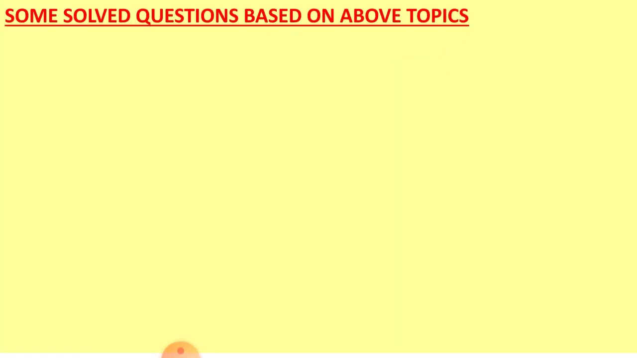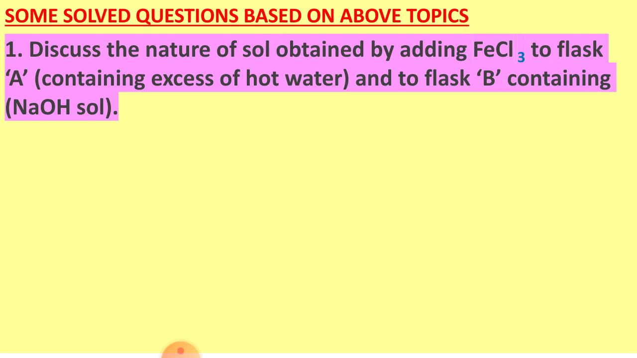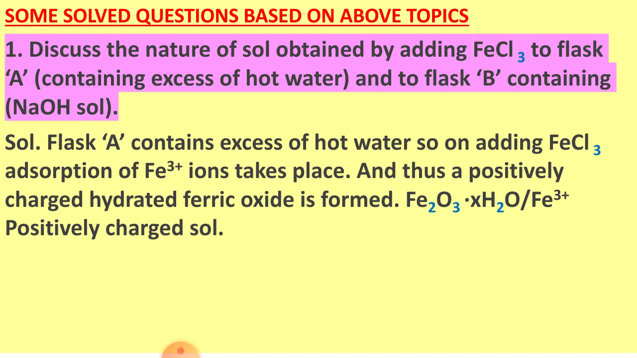Now dear students, some questions based on the above topics are given here so that you can understand the topic very well. The first question is: discuss the nature of the sol obtained by adding FeCl3 to flask A containing excess of hot water and to flask B containing NaOH. As I told you, the development of charge depends upon preferential adsorption. So look at the answer. Flask A contains excess of hot water.